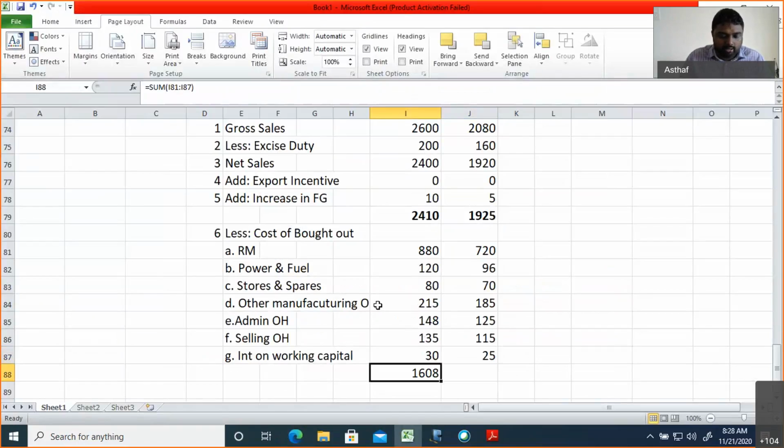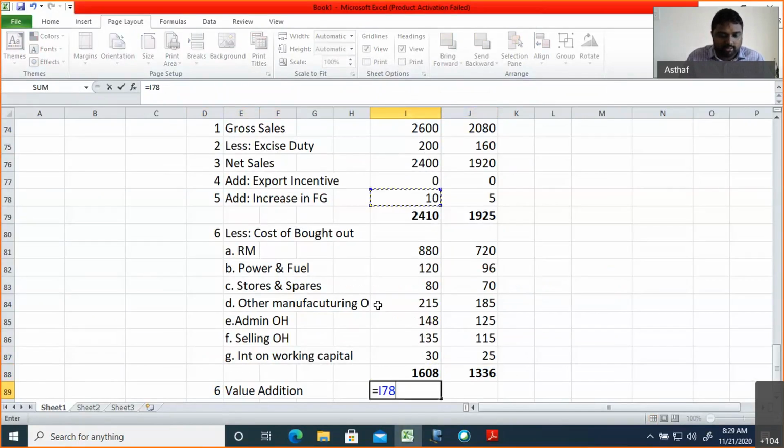We can take the total. You got it. This is what is called as value addition.